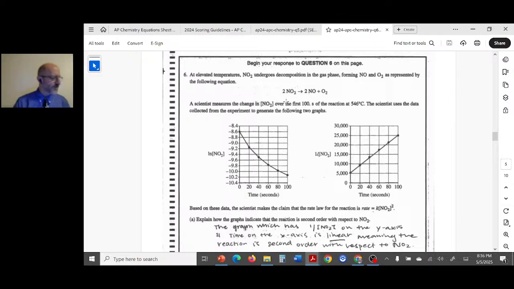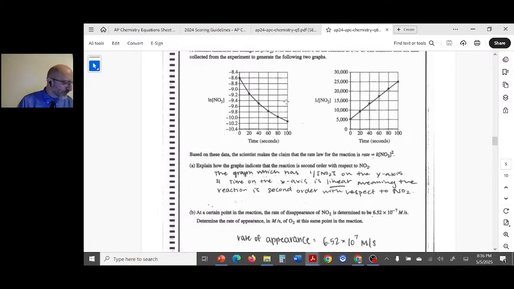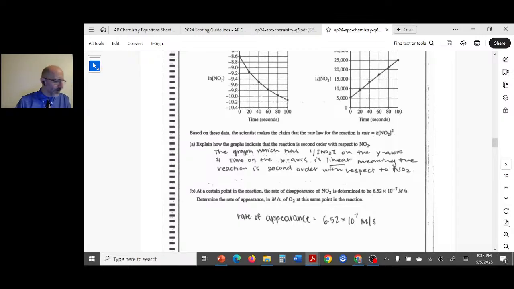that this particular student earned 2 out of 4 points. So in part A, the point was earned for correctly indicating that the 1/concentration graph is linear. Looks good. They didn't recognize the 1:2 ratio there. They wrote the exact same rate of appearance. The point is not earned in part B because they didn't change that number at all.